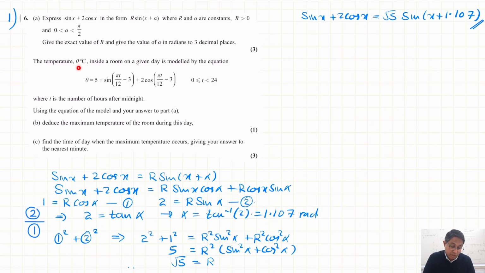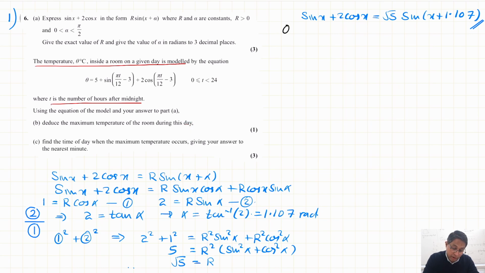Now you have a modeling question here. Theta in degrees centigrade is the room temperature on a given day, modeled by this equation. Variable t is the number of hours after midnight. t varies between 0 and 24. In a modeling question, you always have to pay attention to the definitions of these variables. So here we have definitions for theta and variable t. What they ask is, using the equation of the model and your answer to part A, you have to find the maximum temperature of the room during this day.